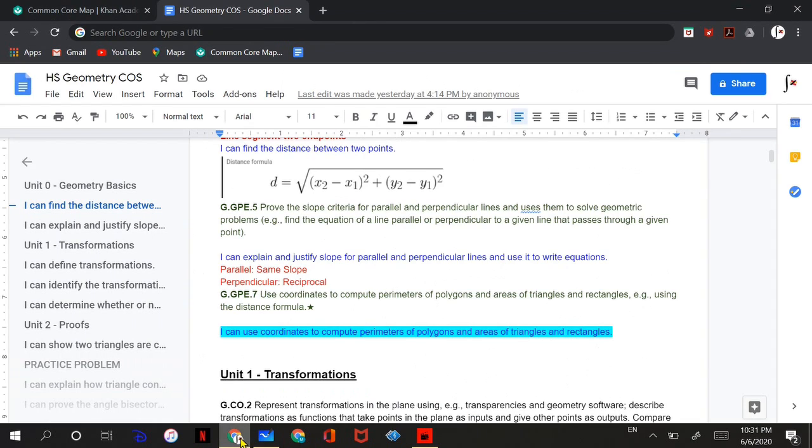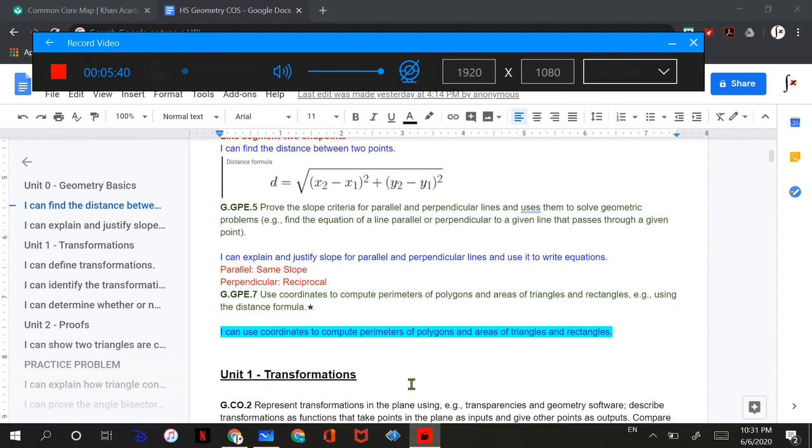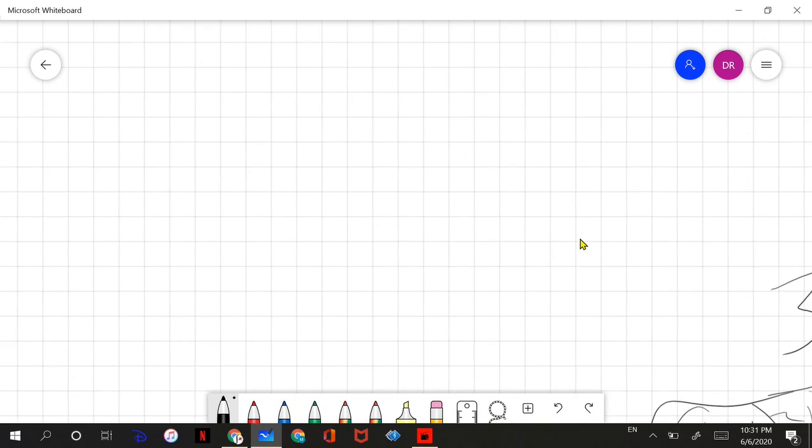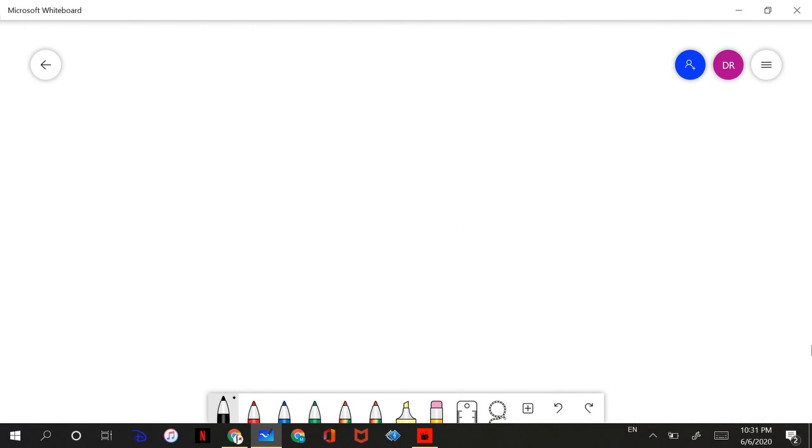Okay, so now use coordinates to compute perimeters of polygons. Let's say you have this five-sided shape. My drawing might be a bit bad.